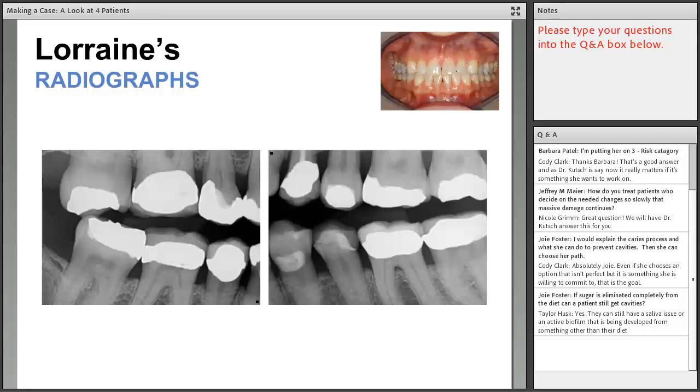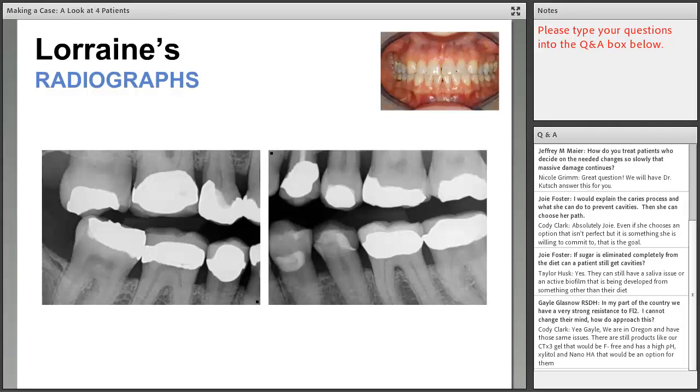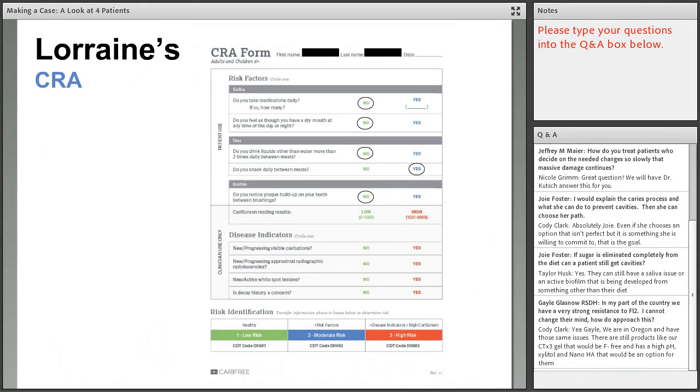And here's her radiographs. I'll give you a second to look at those. Looks like we could have a little better margin there on number 20. That's about it. So here's her risk assessment form. She has answered yes to 1 risk. She snacks daily between meals. So we're going to want to ask her more about that.